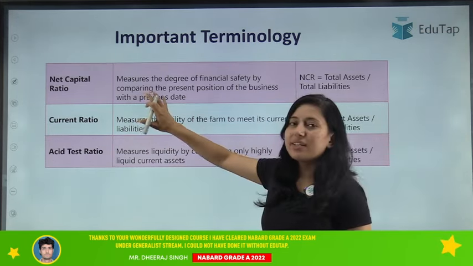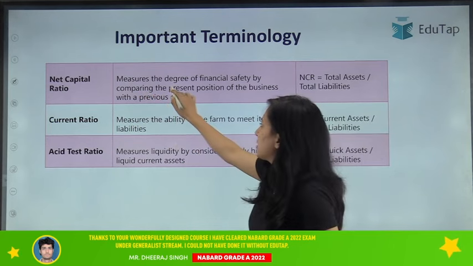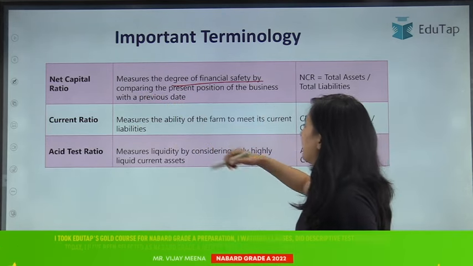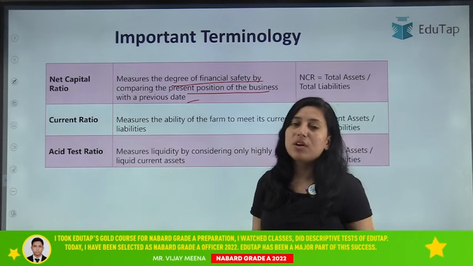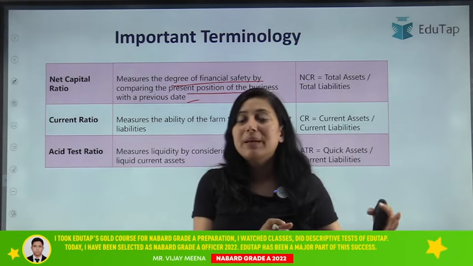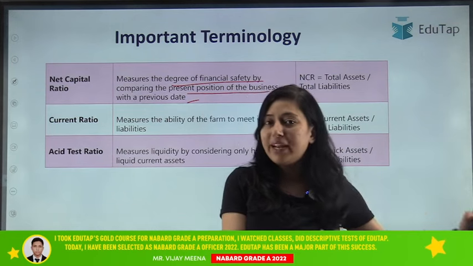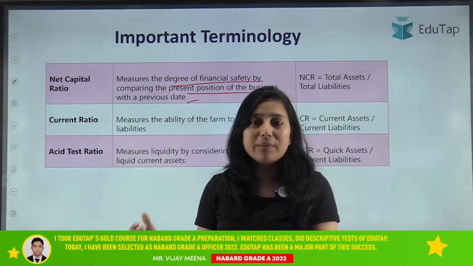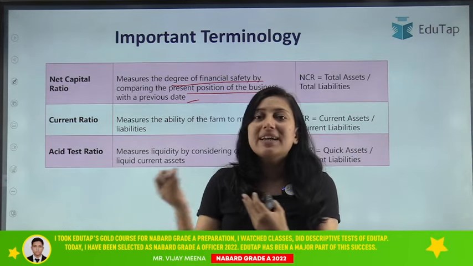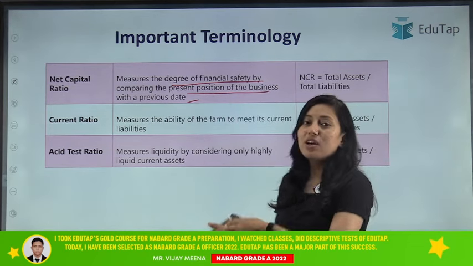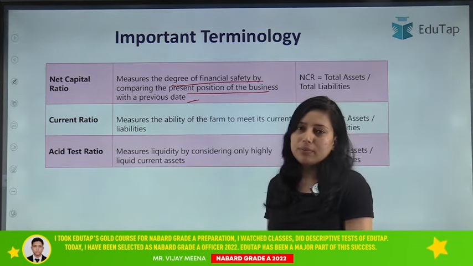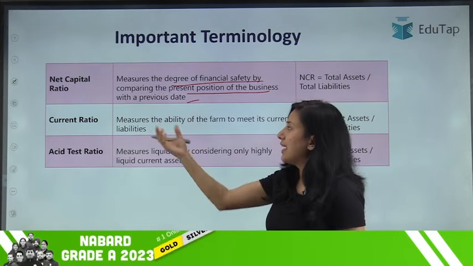Now here, what is the net capital ratio? Basically, it measures the degree of financial safety by comparing the present position of the business with the previous date. Okay, so previously, what was my position? What was the position of my enterprise? And what is the position of my enterprise today? So when we are comparing the position of the enterprise from the previous year to the present year, that is your net capital ratio.